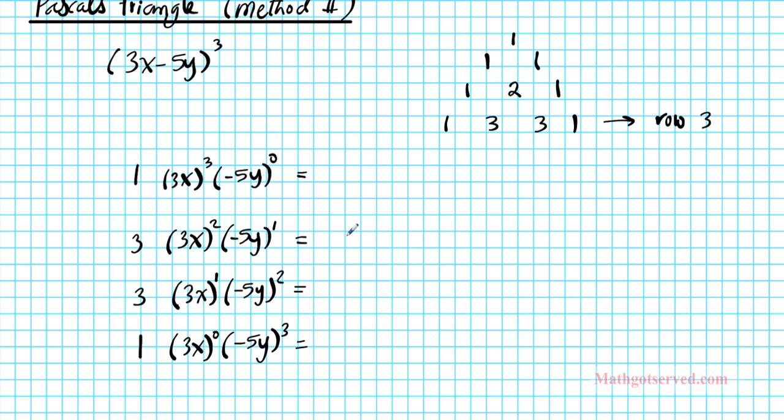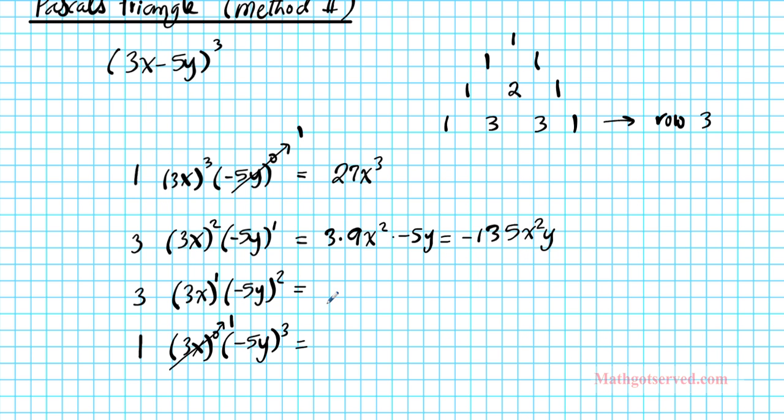and that's it. Okay? So 3x to the third, this is 1. Let's not waste time with that. This is 1 also. 3x to the third is 27x to the third. 3 times, so this becomes 3 times 9x squared times negative 5y. So 9 times 5 is 45, times 3 is negative 135x squared y.